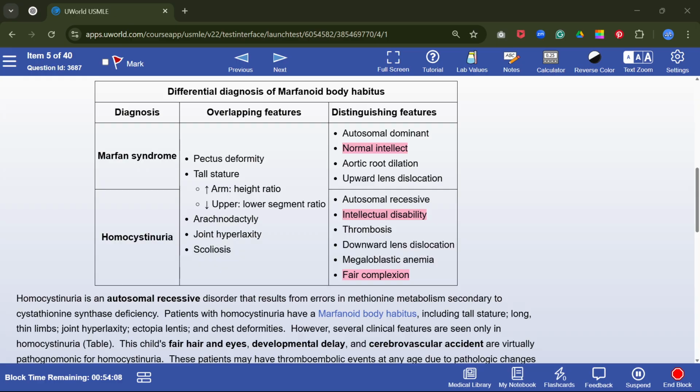a mutation in the gene that encodes fibrillin. And we know that fibrillin is a major component of microfibrils that supports elastic fibers and maintains connective tissue integrity. Okay, so if we would like to differentiate between Marfan's and homocystinuria.